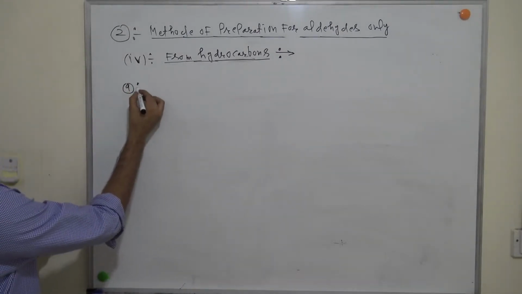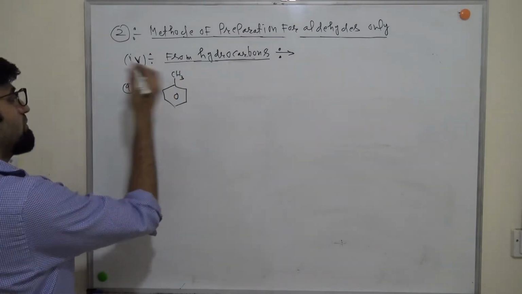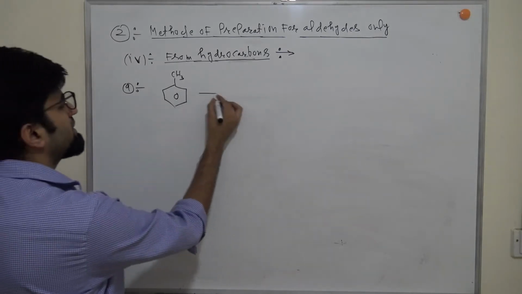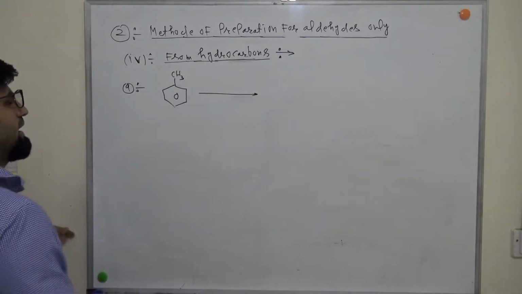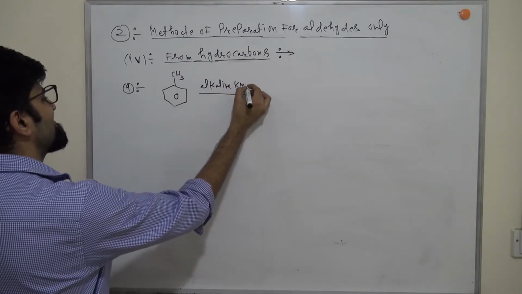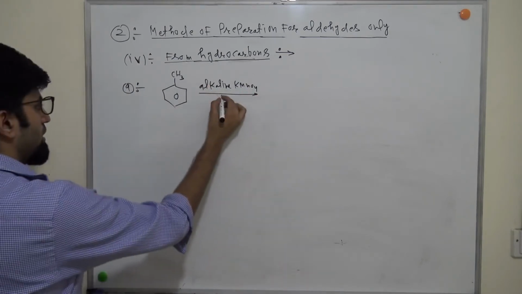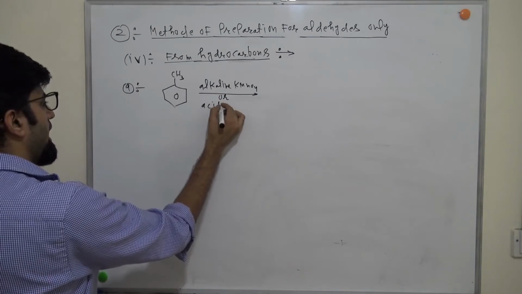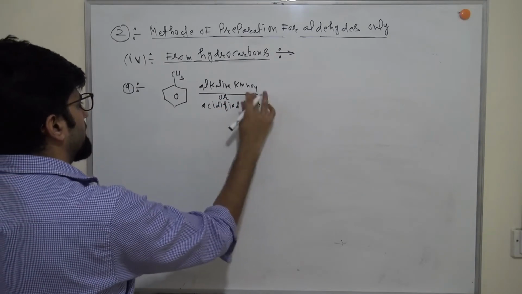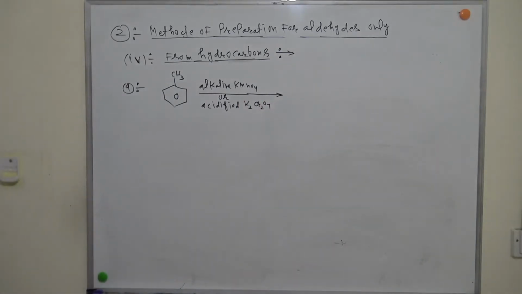Okay, so first of all, suppose this is your toluene. Most of you know this already, but still I am telling you. If you do its reaction with a strong oxidizing agent, like alkaline KMnO4 or acidified K2Cr2O7.